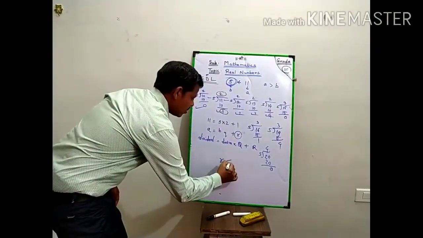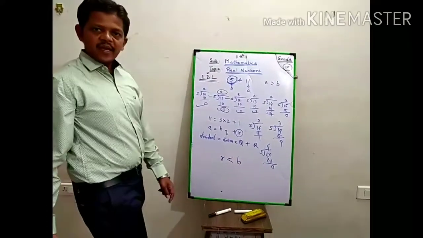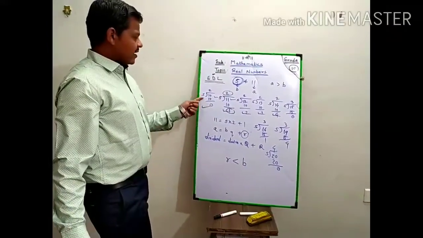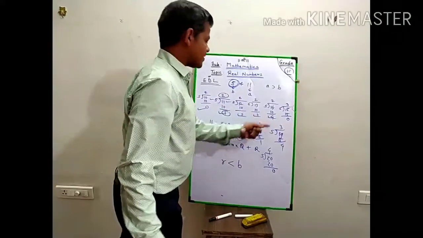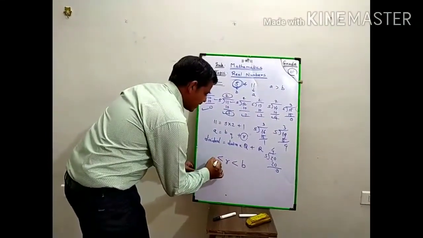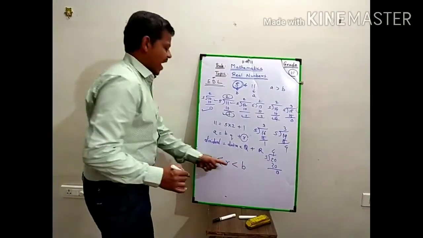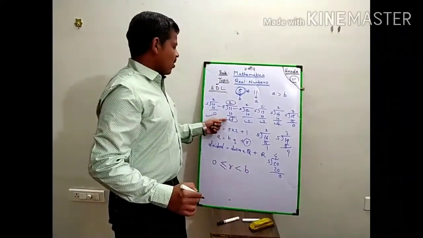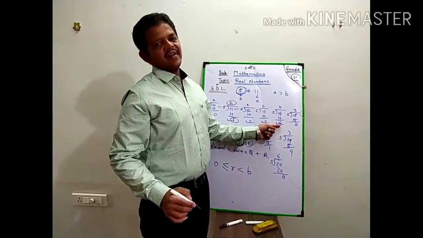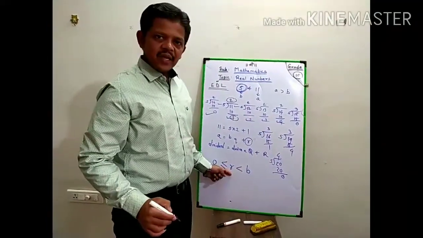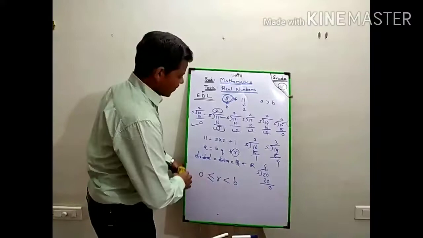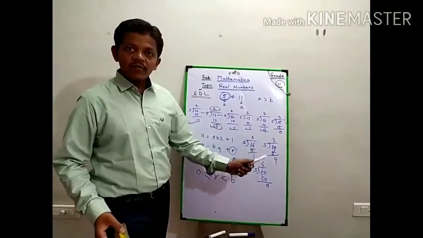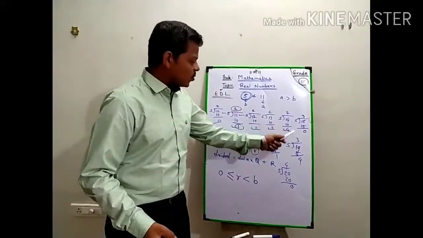Remainder is always less than the divisor b. R is always less than the divisor b in each case, and greater than or equal to 0. R can either be 0 or greater than 0, but every time less than the divisor b. Correct? Right. So the remainder is either 0, 1, 2, 3 or 4. This is what we have checked from 10 to 20.